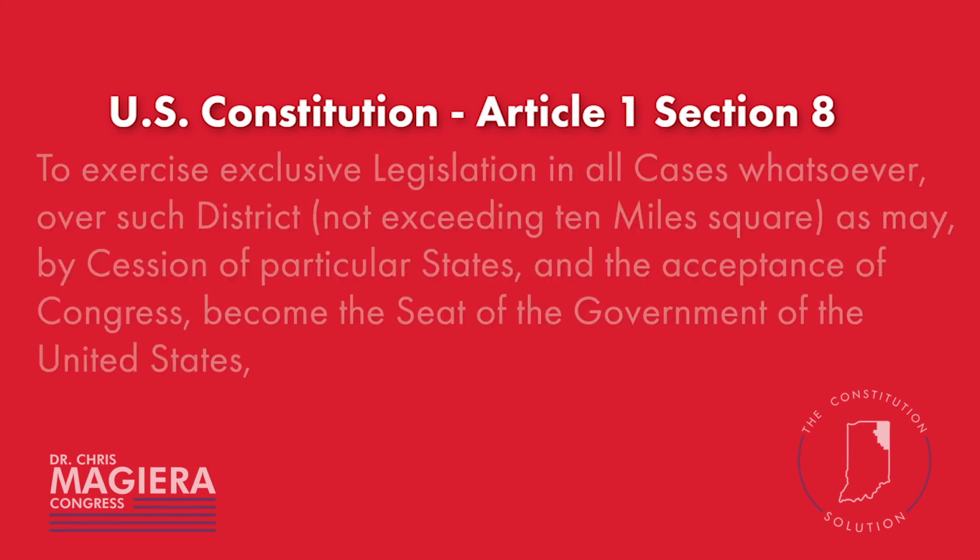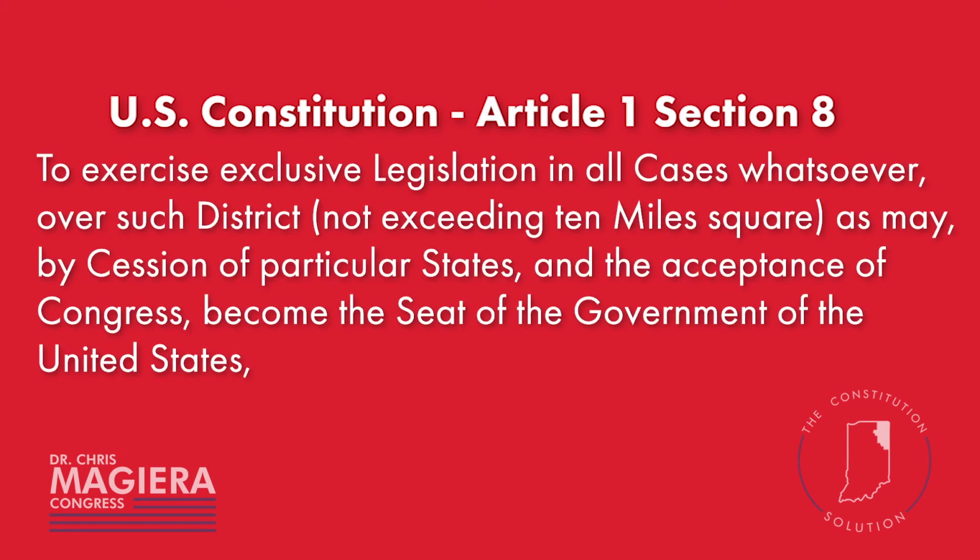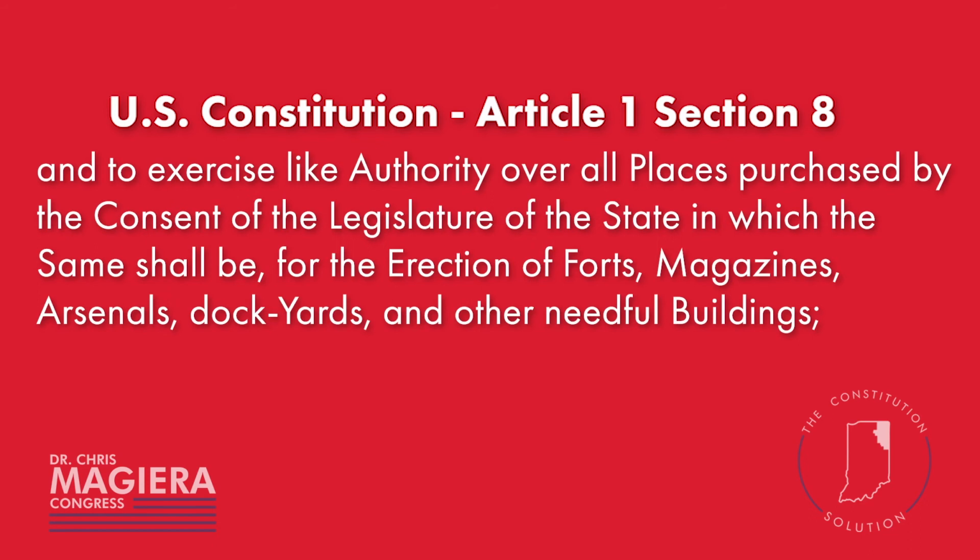Number 17, to exercise exclusive legislation in all cases whatsoever over such district not exceeding 10 miles square. That doesn't mean 10 square miles. That means 10 miles on each side, by the way. As may, by cession of particular states and the acceptance of Congress, become the seat of government of the United States, and to exercise like authority over all places purchased by the consent of the legislature of the state in which the same shall be located, for the erection of forts, magazines, arsenals, dockyards, and other needful buildings.